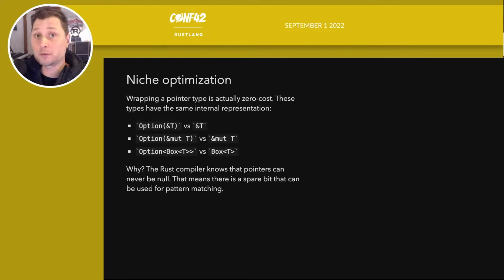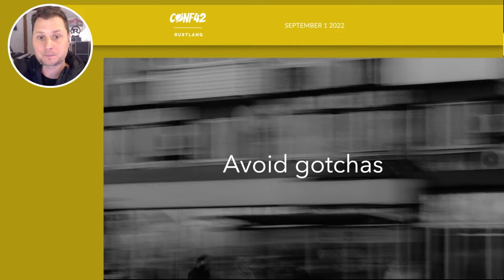We can get further with zero cost abstractions. It turns out that using Option wisely, if you are dealing with references, is super handy. If you wrap a reference type, that is an &T or a Box<T>, in Option, it takes up no more space in memory. That's because Rust guarantees that references, which are pointers, are never null. So there's a free bit pattern available that can be used for pattern matching.